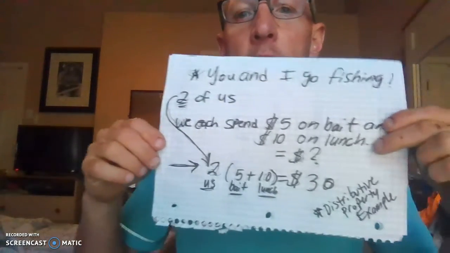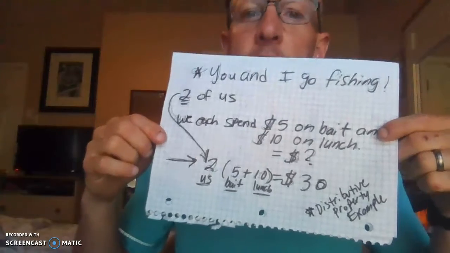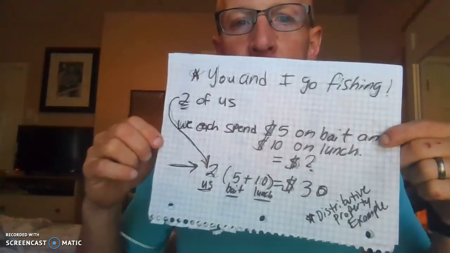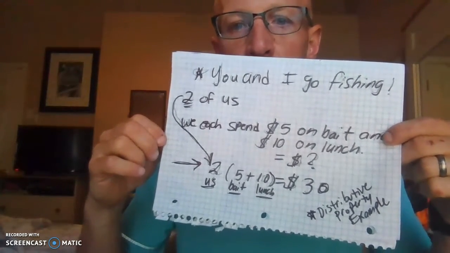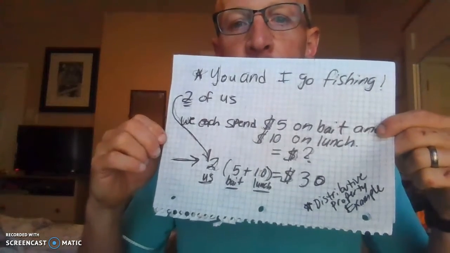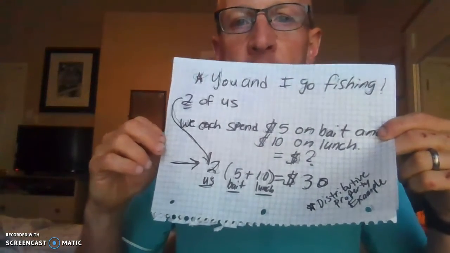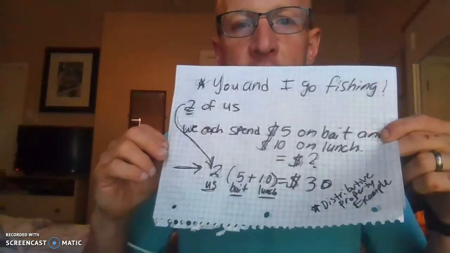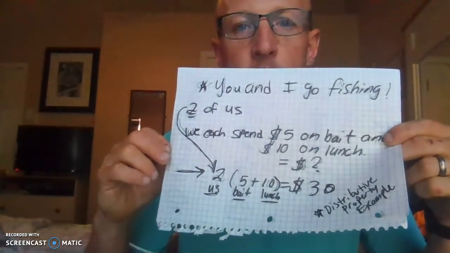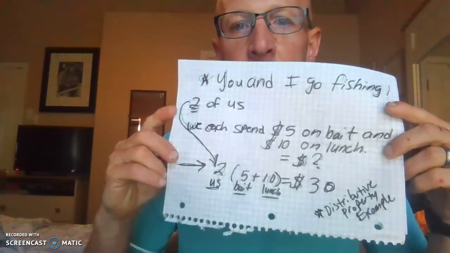All right. A lot of times people ask, well, why would I use this, or when might I see it? So I just came up with a real quick example using some familiar values for us here of where we might use the distributive property just mentally, quickly, without knowing it. So an example was, you and I go fishing. There's two of us. We each spend $5 on bait and $10 on lunch.